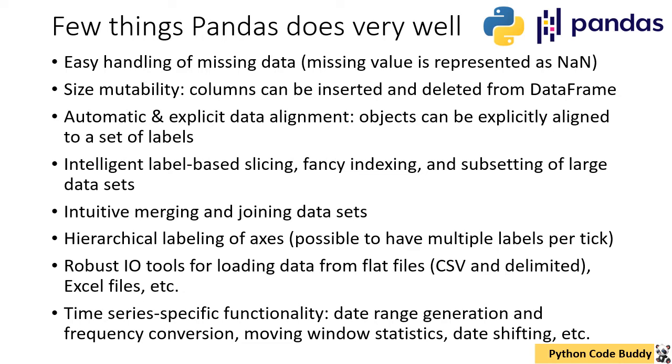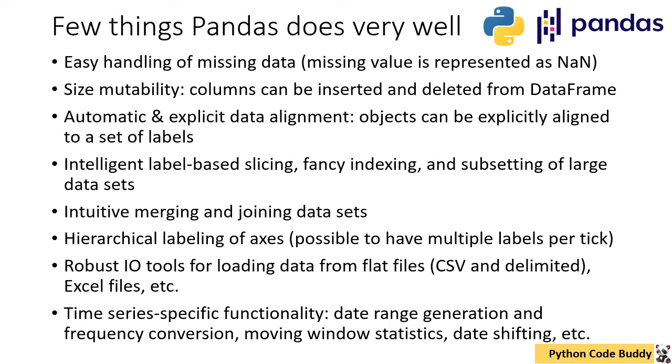Okay, a few things which pandas does very well. Firstly, it does very easy handling of missing data. By missing data, we mean that sometimes in a big data set, there is certain data which is not there. That missing value is represented as NaN. You can say that is a null data field, or due to some mistake in data gathering, that data was not there. So you have a provision of representing that as NaN.